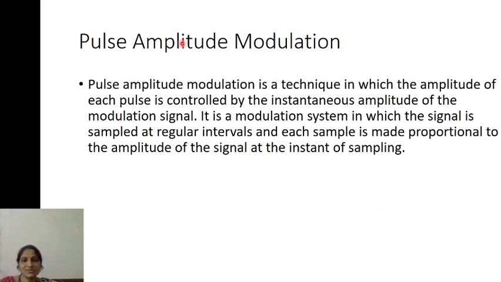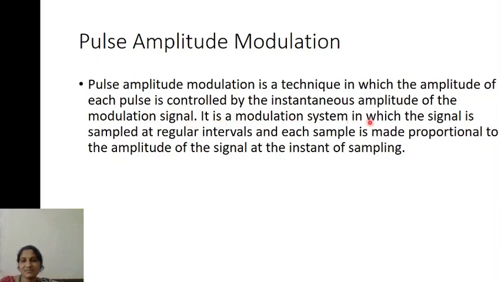Coming to the pulse amplitude modulation. In the name itself it is indicating you are modulating the amplitude of the pulse. So that is called pulse amplitude modulation. In this pulse modulation, the carrier wave is in the form of pulses. So the carrier wave is a train of pulses. In pulse amplitude modulation, the modulating signal is combined with a train of pulses to get the output modulated signal. So here the amplitude of each pulse is controlled by the instantaneous amplitude of the modulating signal.